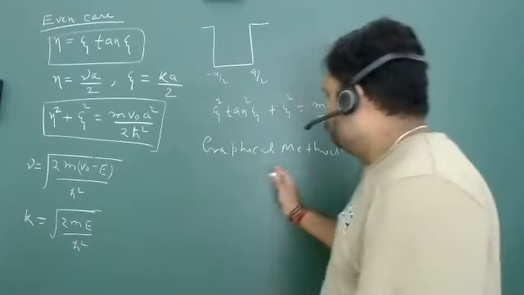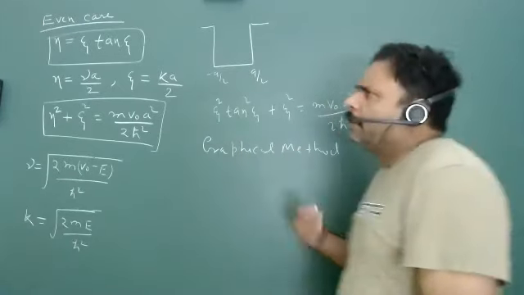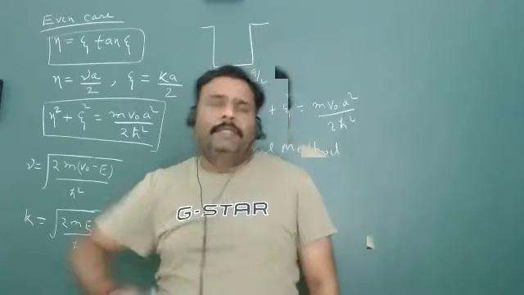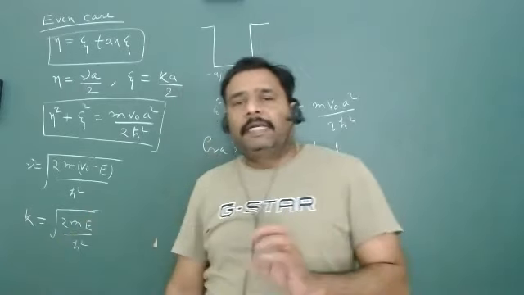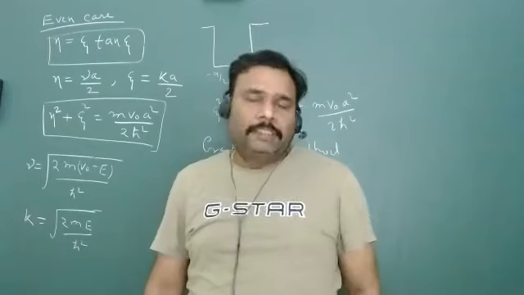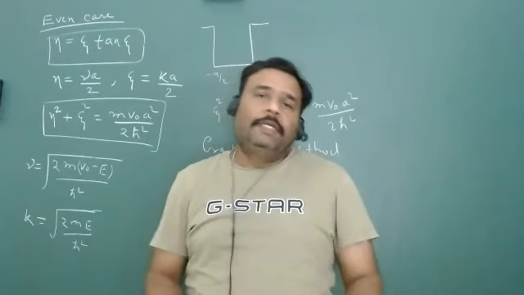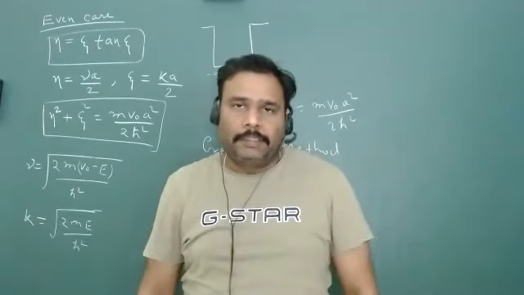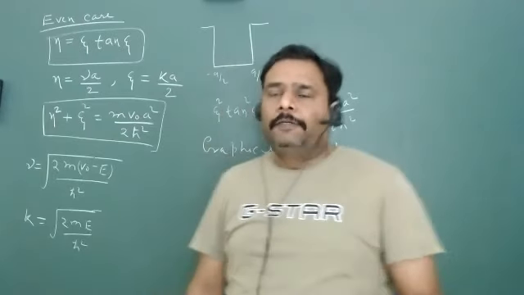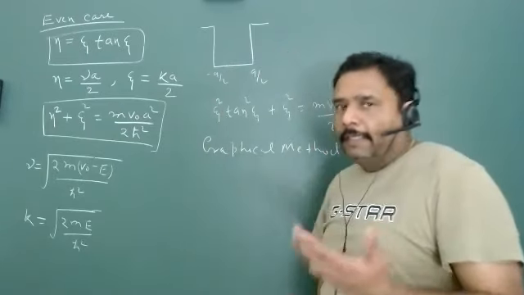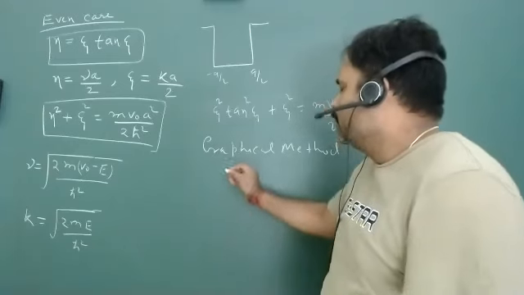So here we are going to solve it with the graphical method. Solving with the graphical method means we are trying to see how many bound states are possible and how we can analyze the different types of bound states. So this is the actual thing. I am giving you one example of how we will use the graphical method.